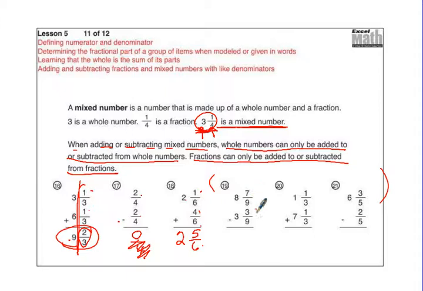All right, 7/9 minus 3/9 is 4/9, because 7 minus 3 is 4. We keep the denominator. 8 minus 3 is equal to 5. 1/3 and 1/3 equals 2/3. 7 and 1 equals 8. 3/5 minus 2/5 equals 1/5, and 6 take away nothing is equal to 6.